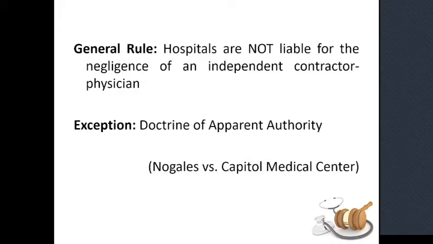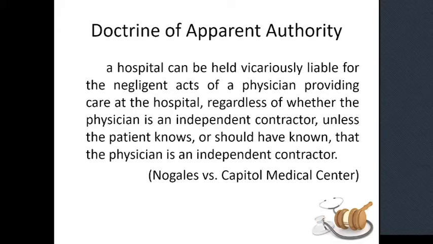And what is the doctrine of apparent authority? So in the case of Nogales versus Capital Medical Center, this was established where a hospital can be held vicariously liable for the negligent acts of a physician providing care at the hospital, regardless of whether the physician is an independent contractor, unless the patient knows or should have known that the physician is an independent contractor.